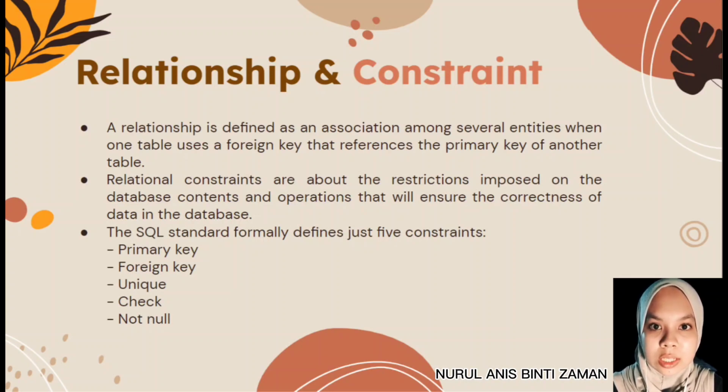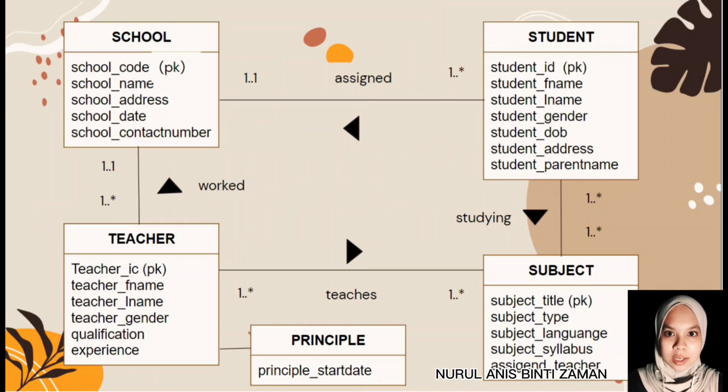Constraints are also essential tools for anyone looking to design a database with a high level of data integrity and security. The SQL standard formally defines just 5 constraints, which are primary key, foreign key, unique, check, and not null. Here is our complete ERD. We have 5 main entities, which are school, student, teacher, principal, and subject.